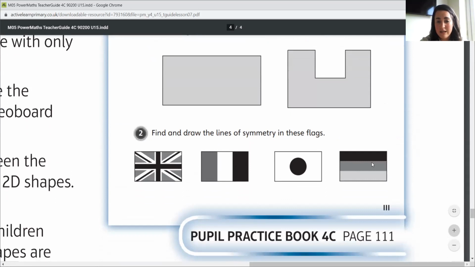Now, this is a little bit trickier because I can see that the outside is a rectangle. Okay, but on the inside, the pattern itself also has to be symmetrical. So you need to think about how you can find the lines of symmetry inside this flag. Okay, because even though I know I could put a line through here to make a line of symmetry for a rectangle, can I do the same for this? And why not? Have a think.